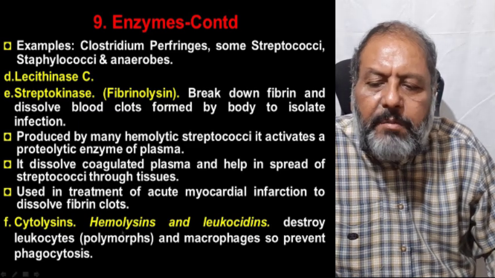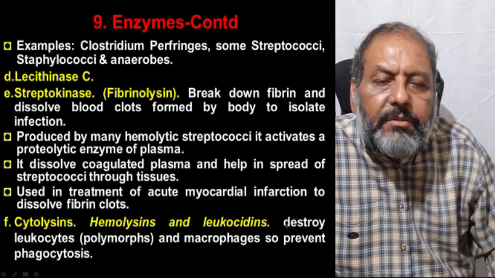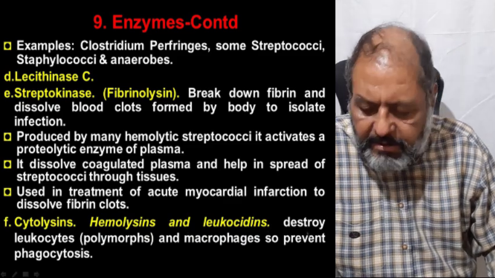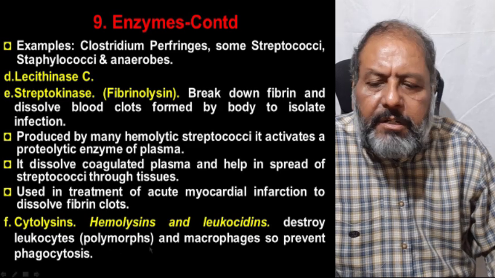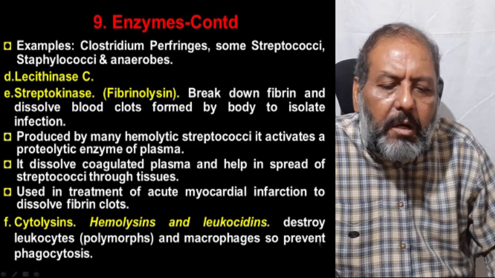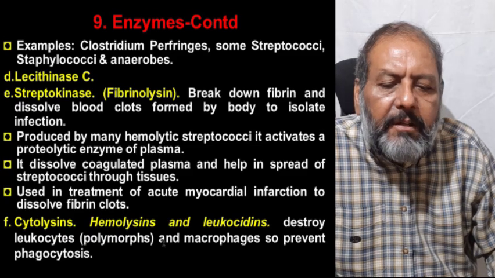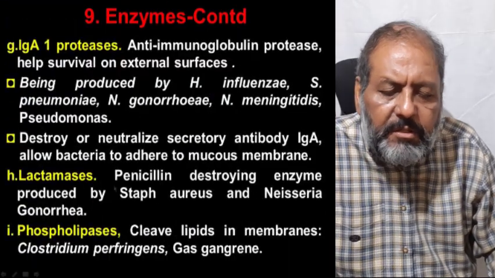The next enzymes are cytolysins, hemolysins, and leukocidins. As their names are explanatory, they destroy the leukocyte polymorphs and macrophages, so they prevent phagocytosis by these cells.